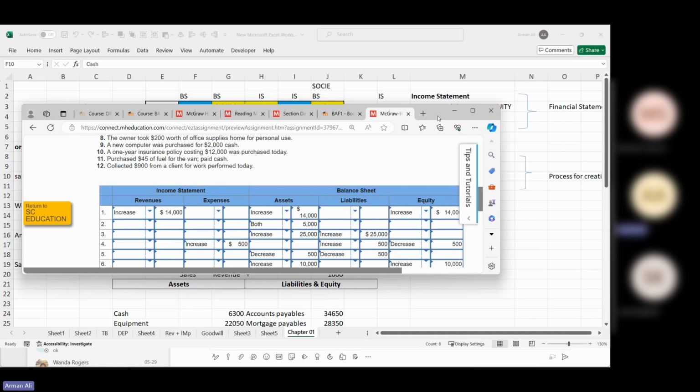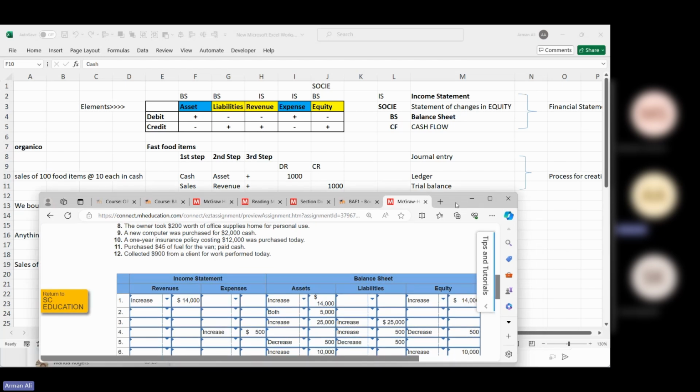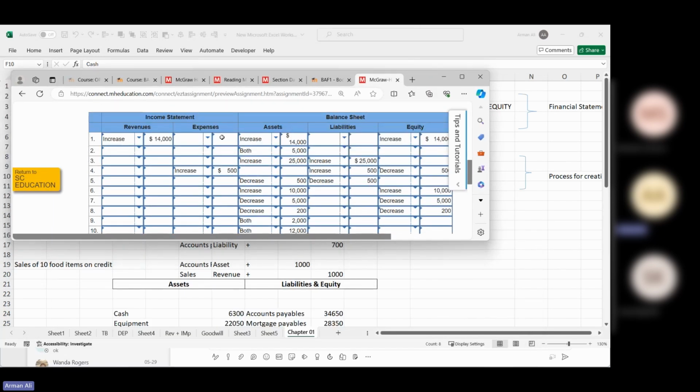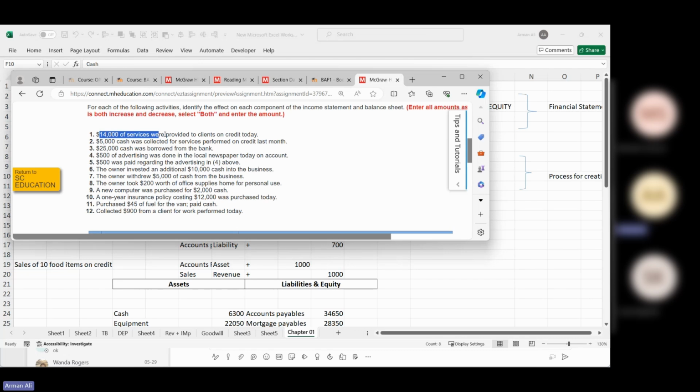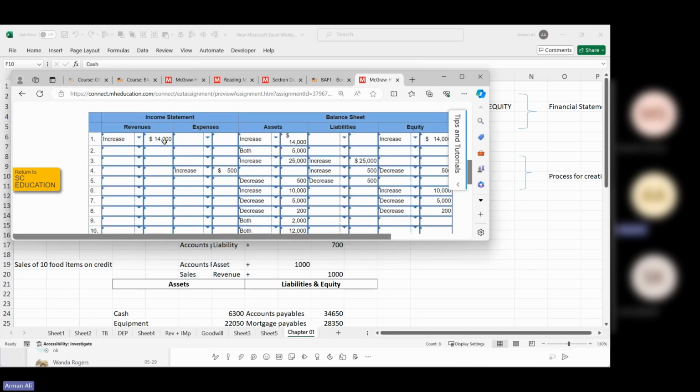Now you don't even have to do that. You just have to go directly to the third step: increase, decrease, plus, minus. That's what you have to do. Even easier. And so you have to identify, provided to clients on credit. So there is sales that is taking place, so this is revenue.